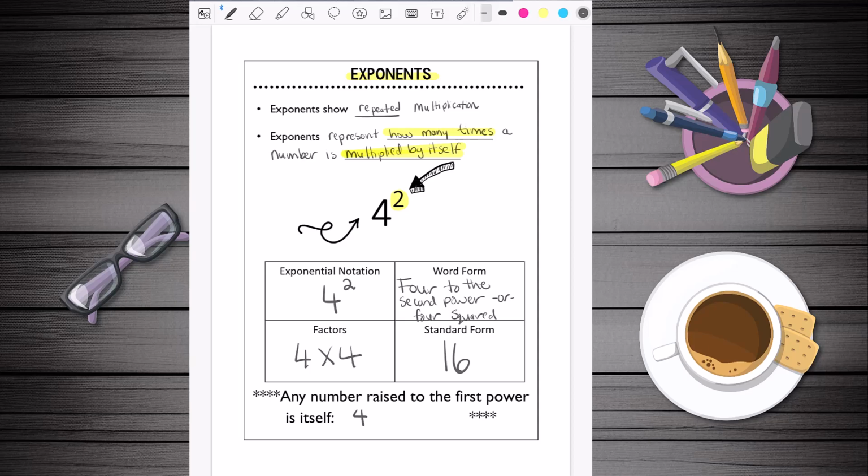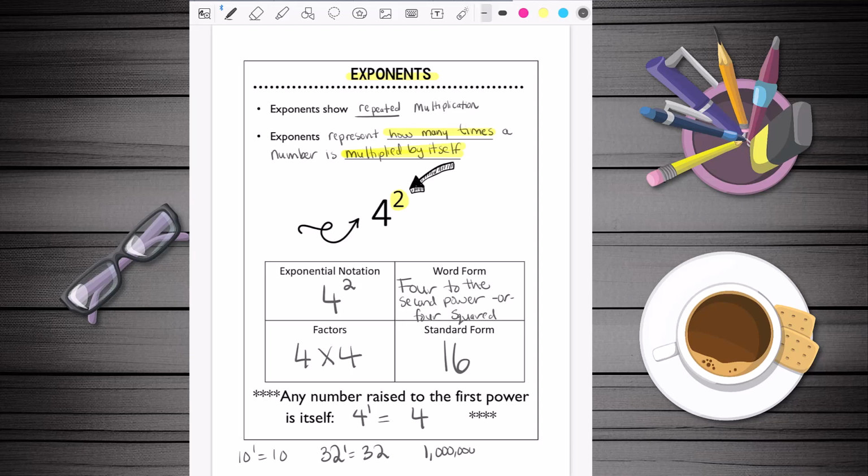So exponents represent how many times a number is multiplied by itself. Any number raised to the first power is itself. So 4 to the first power is just 4. 10 to the first power is 10. 1,000,000 to the first power is 1,000,000. 32 to the first power is 32.